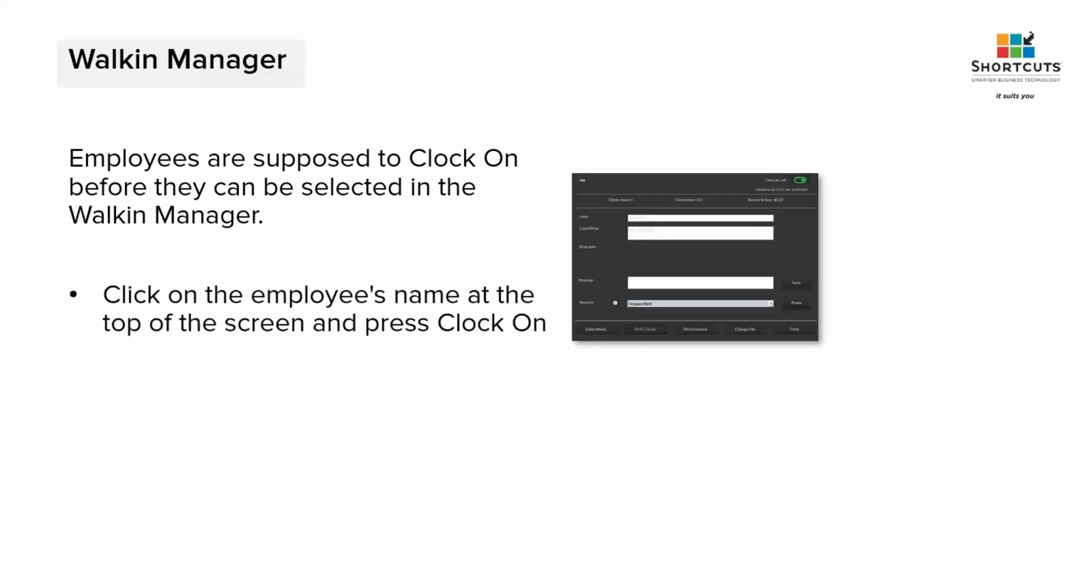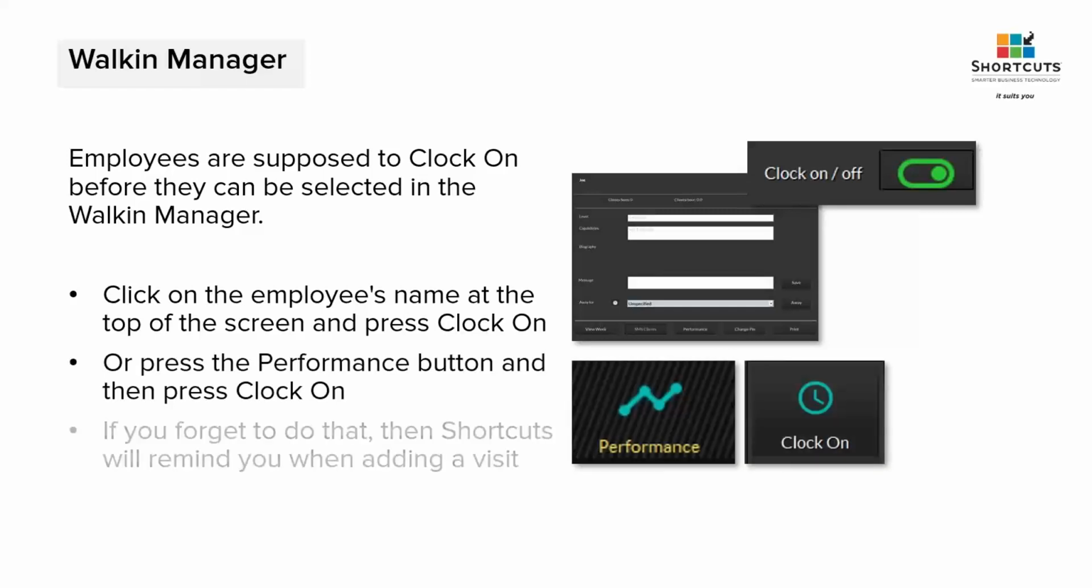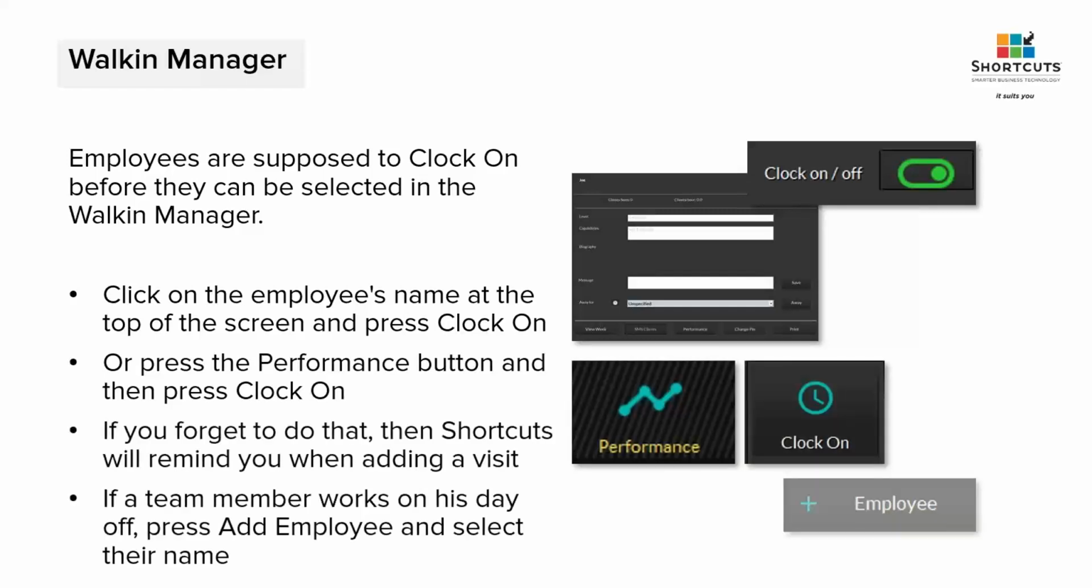Now, before a staff member can be selected to perform a haircut or any other service, they have to be on the clock. To do that, this is a new feature in Shortcuts 8. You would click the name of the staff member, and on the top right corner, the employee has the ability to clock on or clock off. There's just a little button on the top right corner.